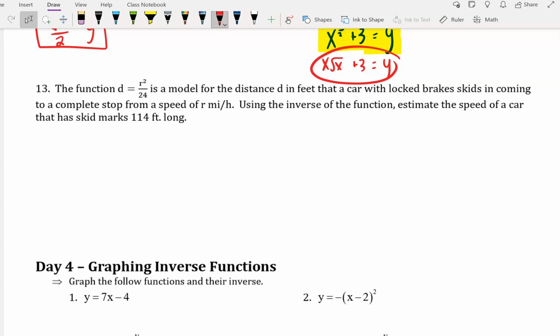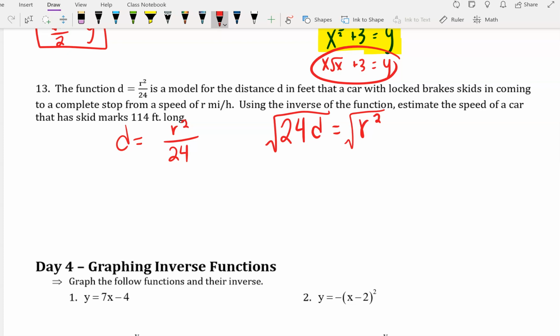Doing this one, I'm not actually going to switch D and R because I still want D to be D and R to be R. I don't want the actual full inverse of this function, but I am going to solve for R because that's what we want in this problem. So to get rid of the 24 on bottom, I multiply both sides by 24. So 24D equals R squared. And then to get rid of the squared, I square root both sides.